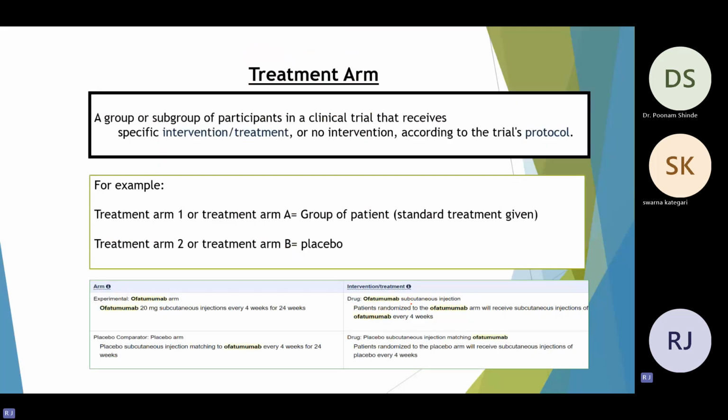Okay, then we move to the next term, that is treatment arm. What is treatment arm? This is the third term, and it's very important to know. It is the group or subgroup of participants in a clinical trial that receive a specific intervention or treatment, or no intervention, according to the trial's protocol. The definition may have some jargon, so it's better to understand with the help of one example.